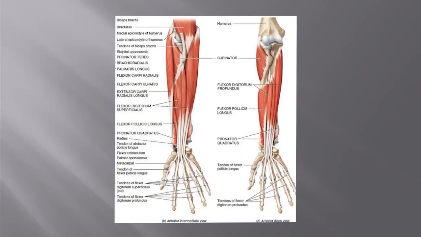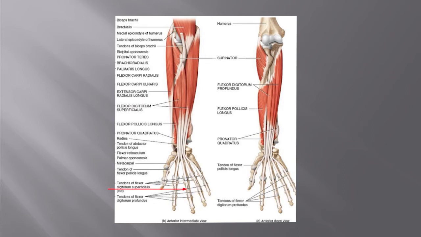Try and fully flex your ring finger into the palm using the profundus tendon and flexing the DIP joint, without flexing the middle and little fingers. You will see what I mean. It can't be done.